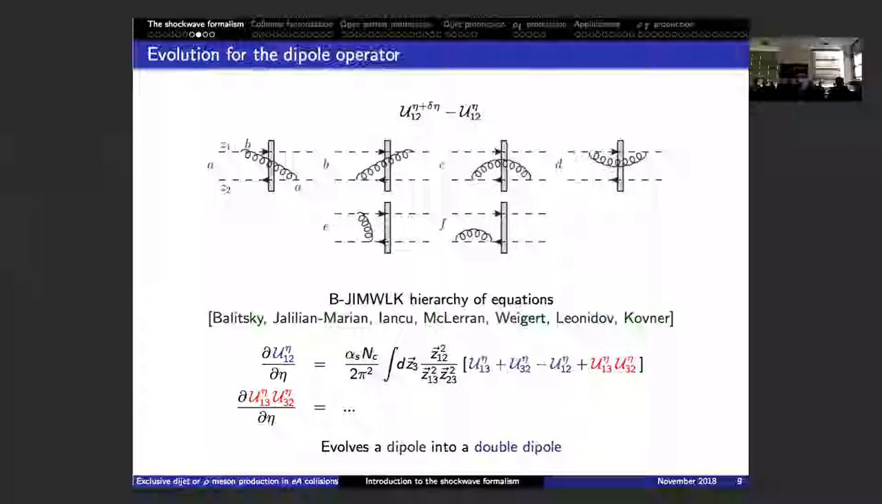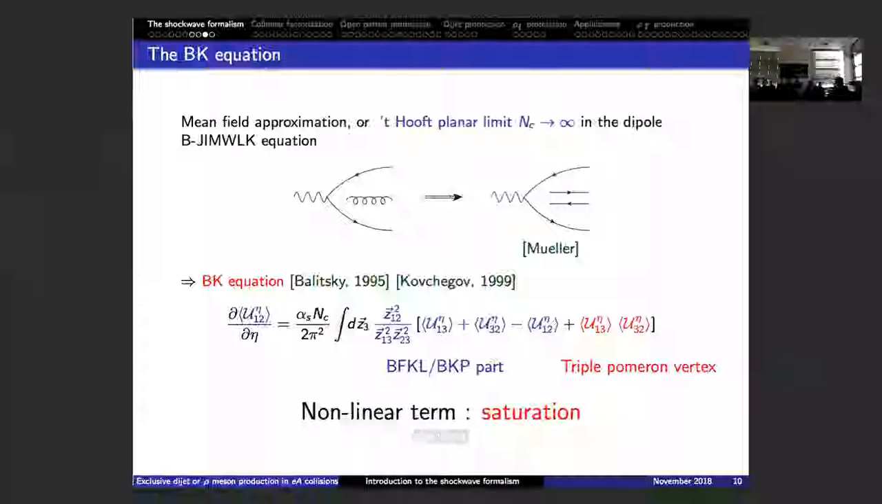So if I'm just changing that rapidity cutoff, I get diagrams to resum, and they lead to the B-JIMWLK hierarchy of equations, which evolve a dipole into a double dipole. This double dipole would also evolve into higher operators, and that's standard for most of the people here. Now, if I'm taking the mean-field approximation or the planar limit, then this equation becomes closed because mean-field approximation means that the matrix element of this is just a product of matrix elements, and you get the Balitsky-Kovchegov equation with this saturation term.